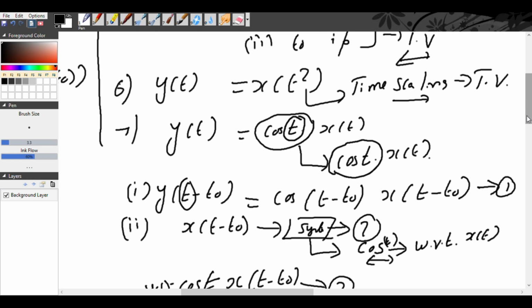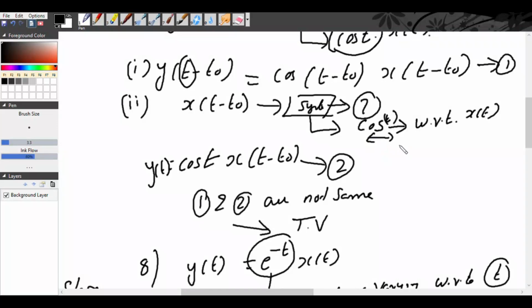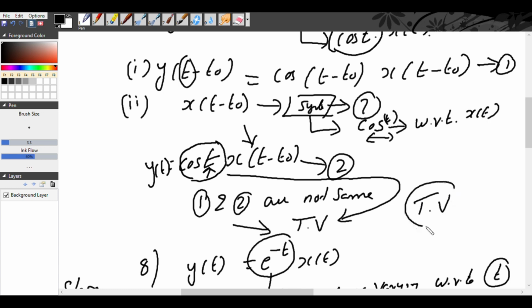So from the above problem, I identified another important tip, the third tip: whenever the input's coefficient depends upon a time factor, then that particular system is going to be time variant. This is a sure conclusion.